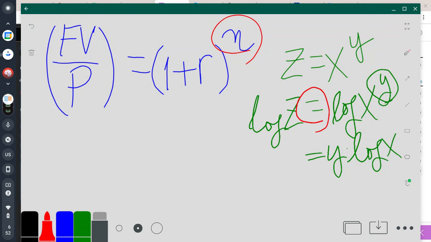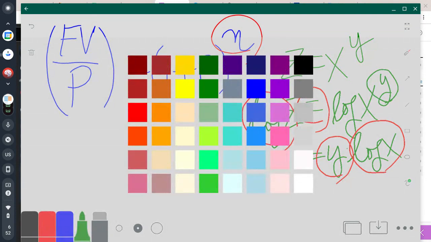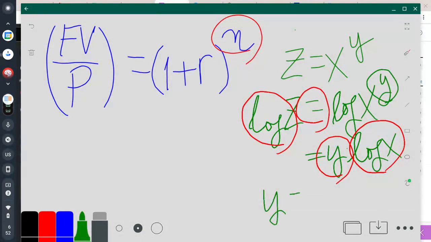Now think about it. This is our unknown, right? Then we have log z on the left-hand side and log of x on the right-hand side. And then solving for y is easy. All you need to do is divide log z by log of x. Then we can solve for n, right? But then, our question is, log to base what?